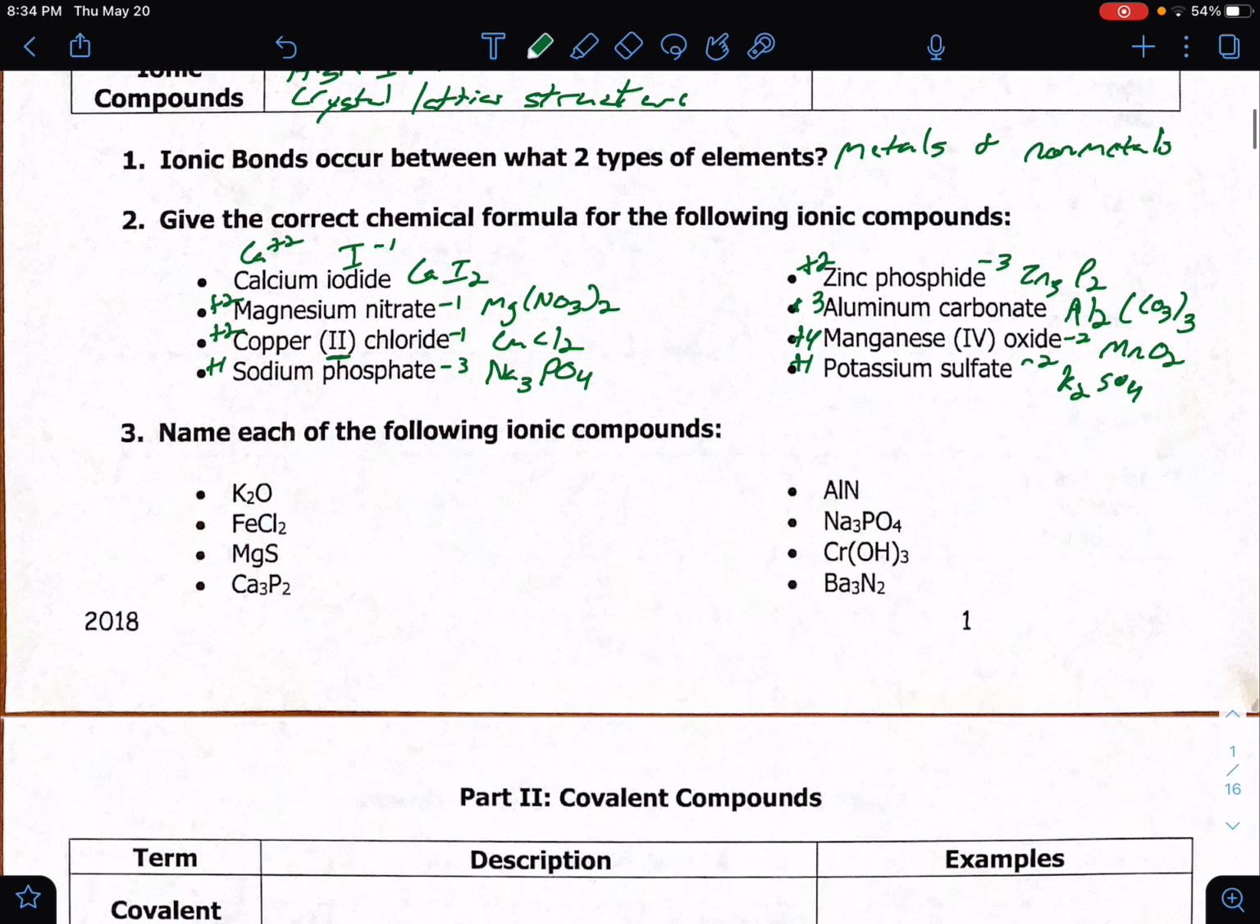Okay, 3, name each of the following ionic compounds. Here we're not using prefixes. That's only for covalent, which is coming up. So this is just simply naming. Remember, we use things like "ide" on the end of it. So we're going to go through here. The K2O would just be potassium oxide.